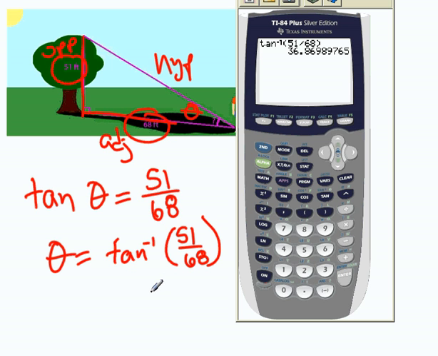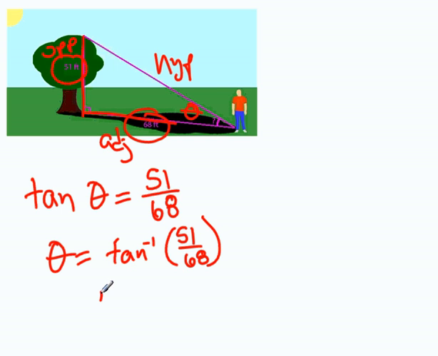Now, as we discussed a lot in class, if we are solving for an angle measure, we want to round that angle. Unless otherwise noted, we want to round that angle to the nearest whole number, or whole degree in this case. So notice 36.8 would round to 37 degrees. So theta equals 37 degrees.